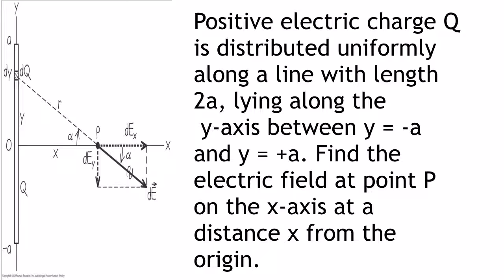Positive electric charge Q is distributed uniformly along a line with length 2a, lying along the y-axis between y equals negative a and y equals positive a. Find the electric field at point P on the x-axis at a distance x from the origin.